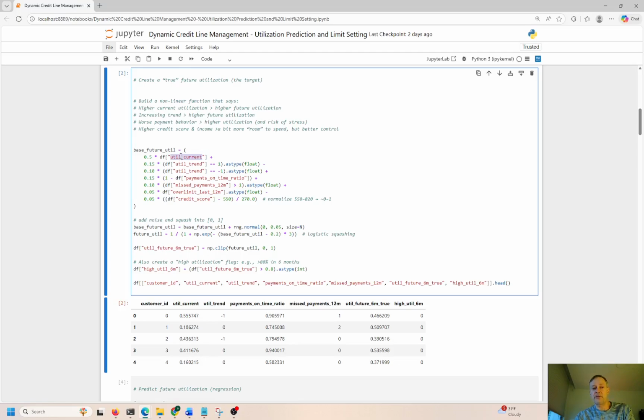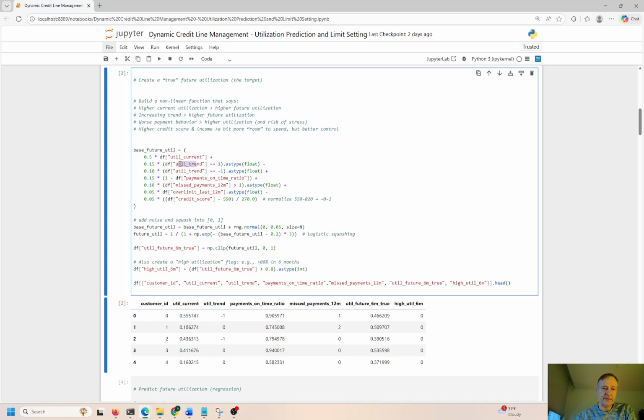So we have the utilization based on current use, right? The trend over time, any missed payments, over limit, last 12 months. So we're going to take all of this into account, but that's de minimis right here. It's only 5% change if there was an over limit use of credit, missed payments, 10%. We're really focusing on these types of things.